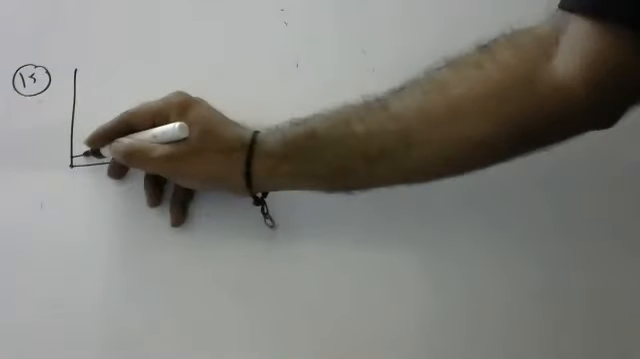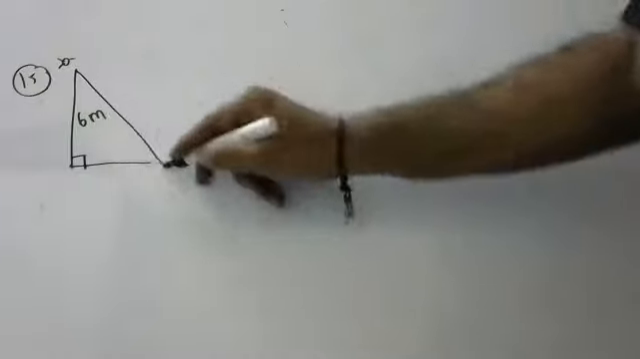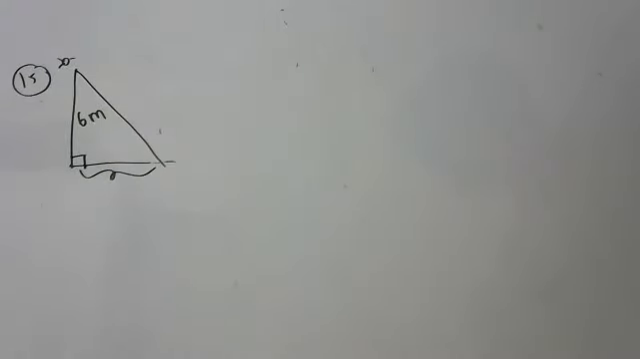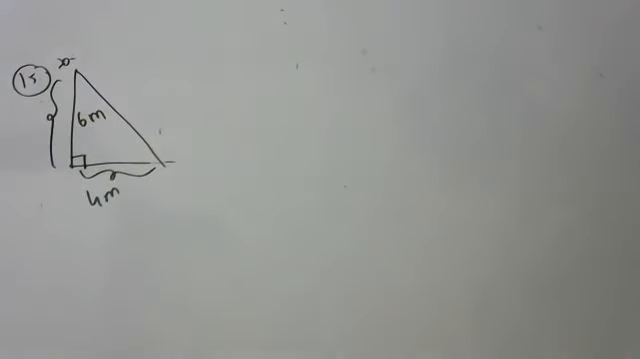15th sum. A vertical pole of length 6 meters. Vertical means 90 degrees. The 6 meter pole casts a shadow. Definitely it will cast a shadow. How much shadow is it casting? A 4-meter shadow is there because of this pole. Okay, a 4-meter long shadow.